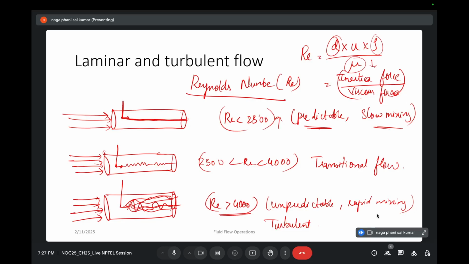That is how you can change the Reynolds number and change the flow pattern as well. If you want rapid mixing, you can go for turbulent flow by increasing the Reynolds number beyond 4000. But if you want laminar flow, you can maintain the Reynolds number below 2300.